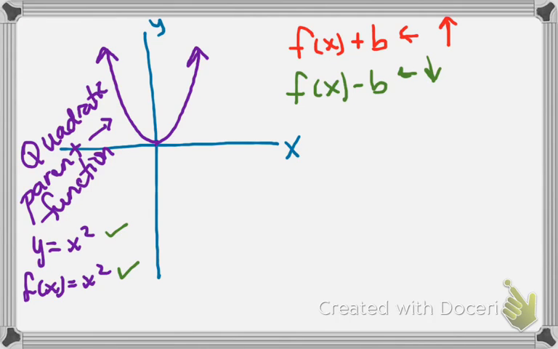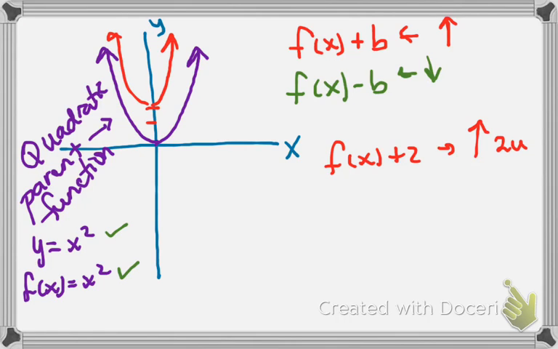So let's take the red one first. We're going to say f of x plus 2. Since it's a plus 2, we're going to go up 2 units. So in the example, I'll go up 1, 2, so it'll go up 2 units. That looks like this. And that's what happens.